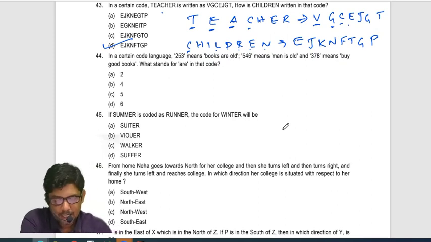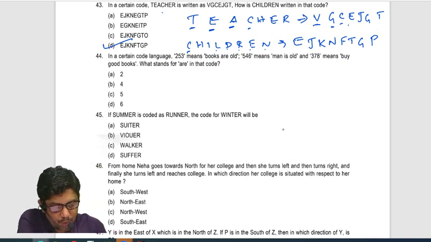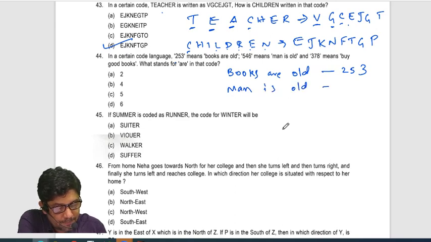Now a certain code language: 253 means what? Books are old. Those who don't know about this sum, please look at this. Books are old coded as 253. Man is old coded as 546. Buy good books, 378. All of you please listen here.